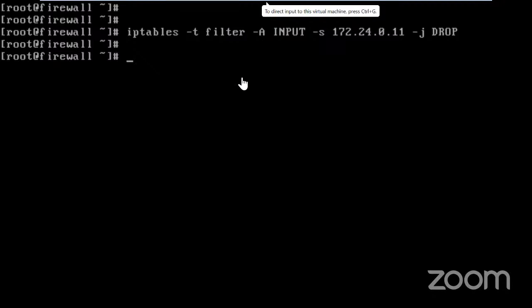Now, when we were discussing the theory, we said that three types of firewalls are there: filter, NAT, or mangle. Then three directions are there: input, output, or forward. And then six parameters are there: source MAC, destination MAC, source IP, destination IP, source port, destination port. Out of those six, we are using only one. So I'm saying, iptables, filter the traffic in the input direction. A means add the rule.